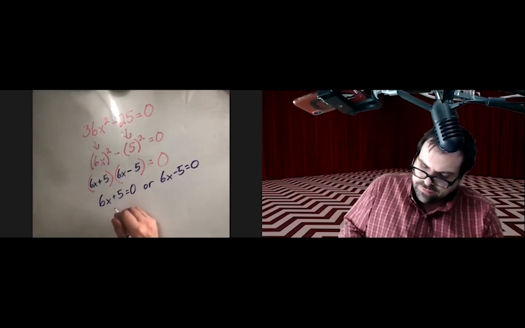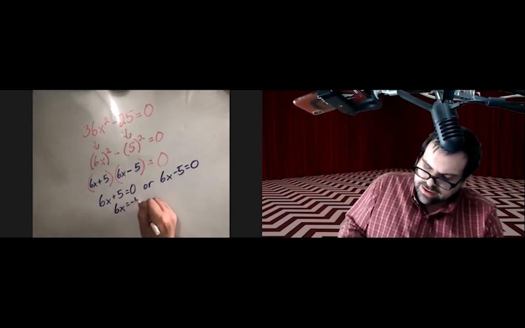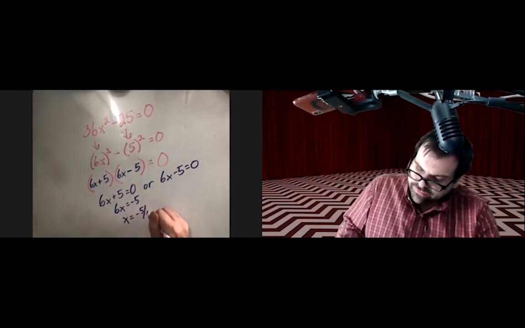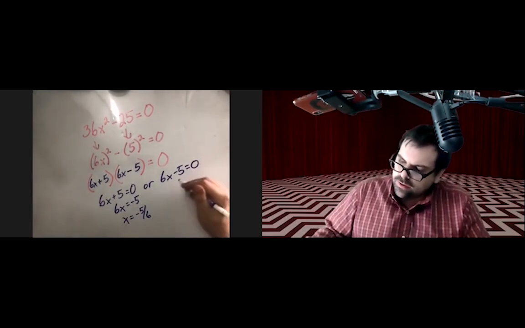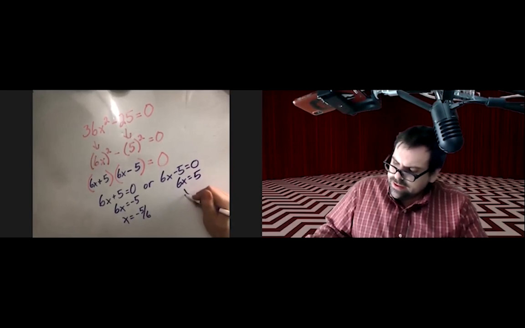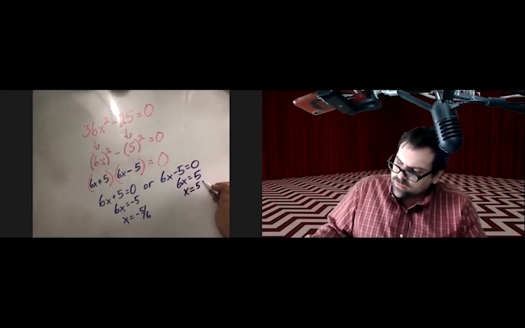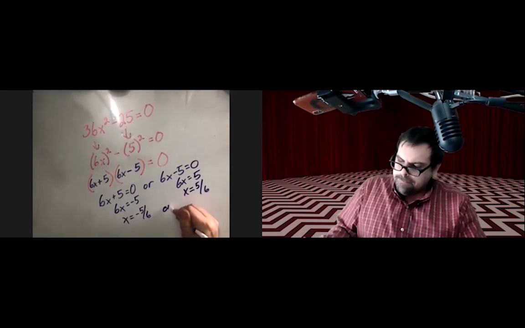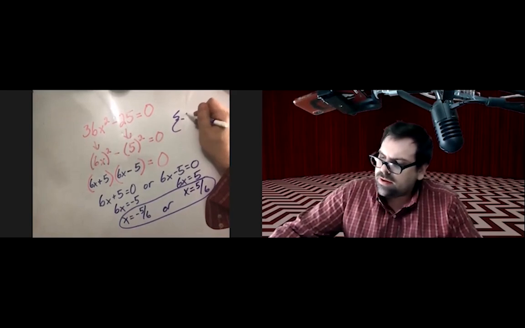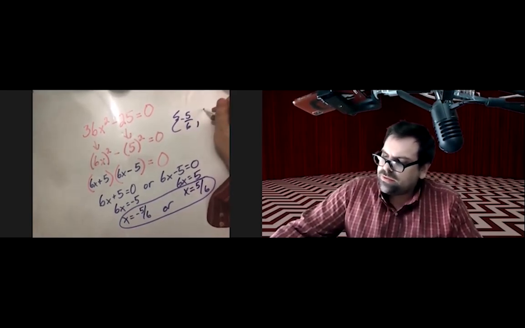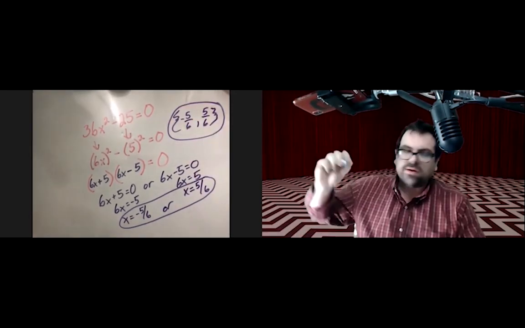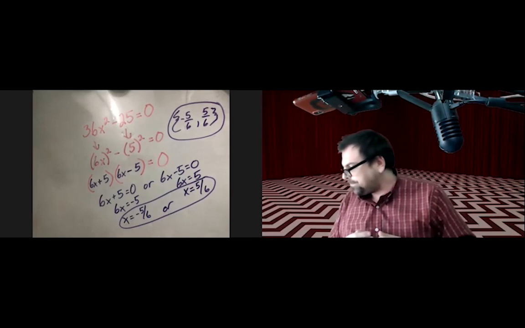Subtract 5 from both sides, 6x equals negative 5. Divide both sides by 6, x equals negative 5/6. Over here, add 5 to both sides, 6x equals 5. Divide both sides by 6, x equals positive 5/6. So x equals negative 5/6, x equals positive 5/6. Those are the two parts of our answer.